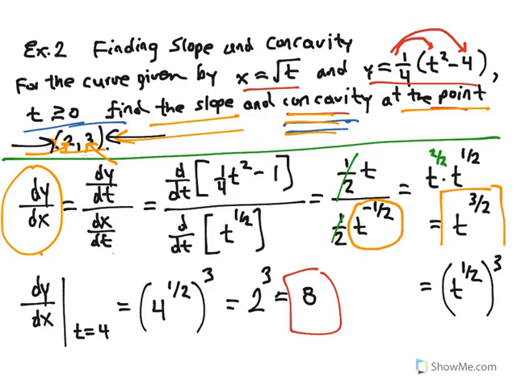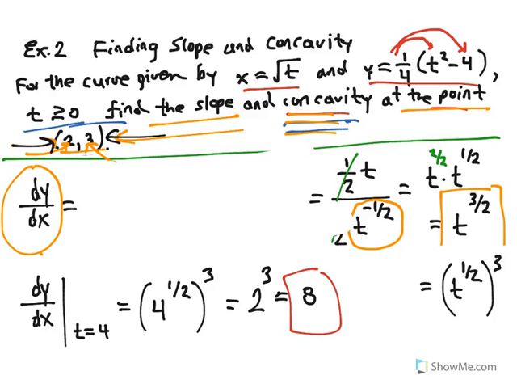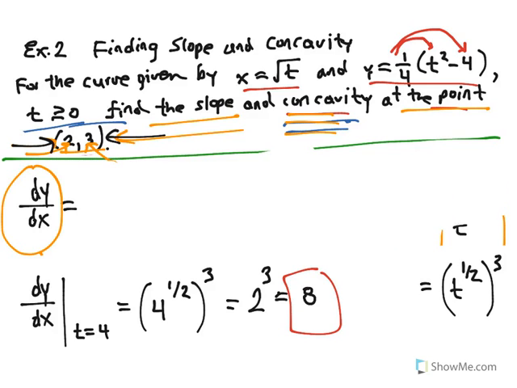So when you take a look at our work here, we found that dy/dx was t to the 3/2. So we're going to go ahead and erase some of the work, so we will have some room to do the work needed to find the second derivative. So we have t to the 3/2 for dy/dx.